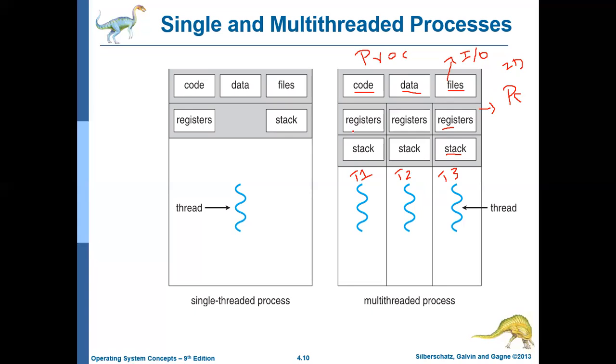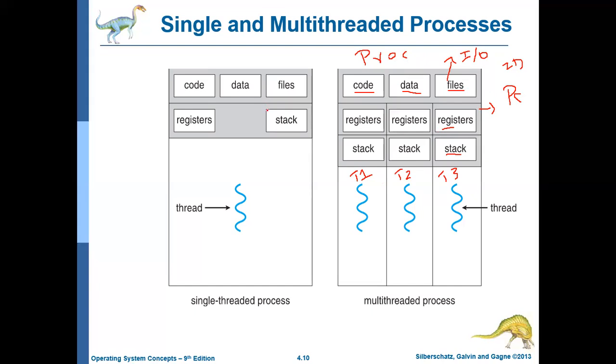Thread 1 will have its own thread ID, program counter, registers, and stack. Similarly, thread 2 will have its own thread ID, program counter, registers, and stack. Similarly, thread 3. But all these threads will share a common code section, data section, and other resources which belong to this particular process. So this is the basic introduction to threads.